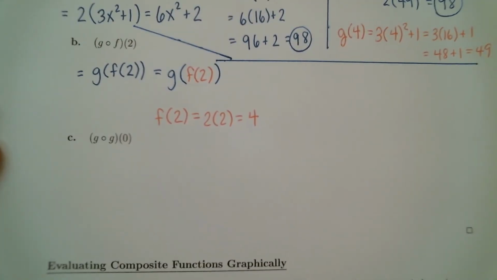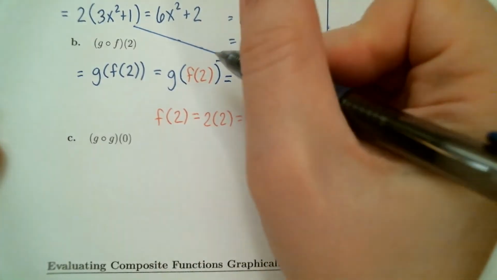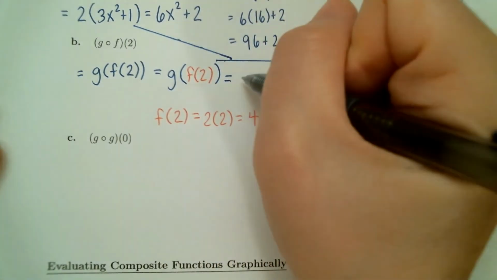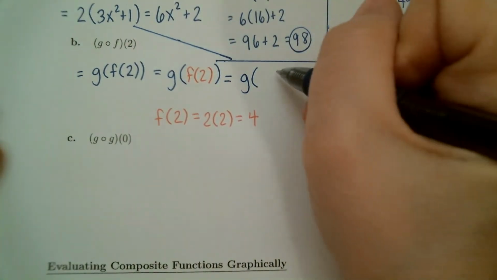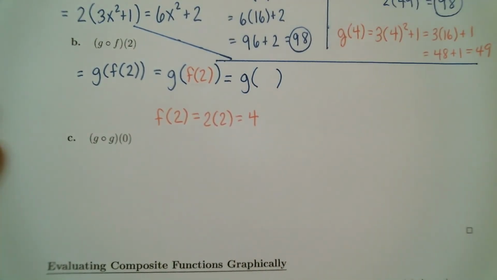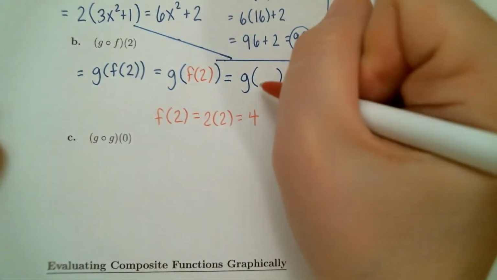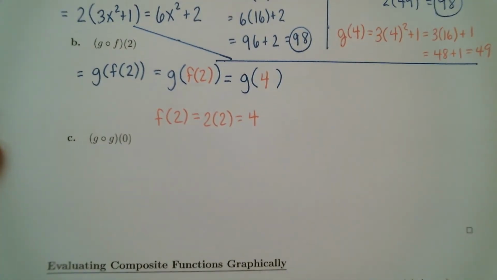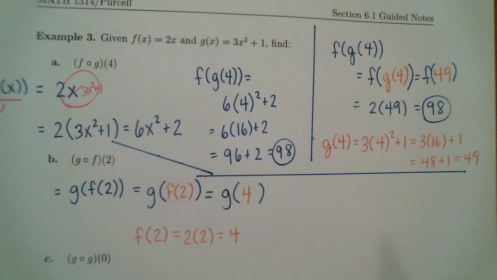So we're going to come back up here. To evaluate this composite, it's going to be G of F of 2, but we know F of 2 is the same thing as 4. So now we just need to plug 4 into G. So go to G, everywhere you see an X, put a 4. G's up there.